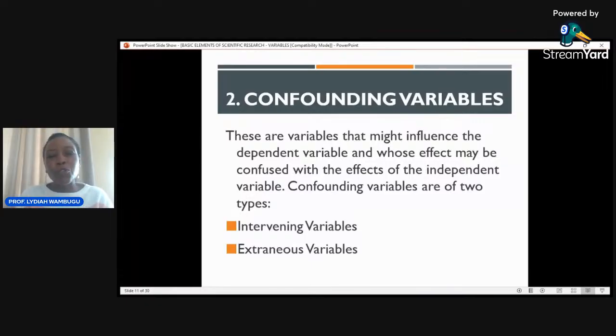Then we have number 2, confounding. Just like the word suggests, this is something that confuses. This is a variable that is confusing the good relationship between IV and DV. Imagine what we discussed in variable number 1, that the two of them coexist. They live so well. When the IV is there, DV appears. When you change IV, DV also changes. Now you bring something in between to confuse this good relationship between the two.